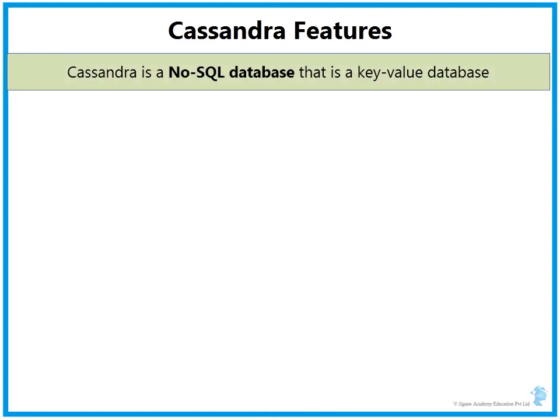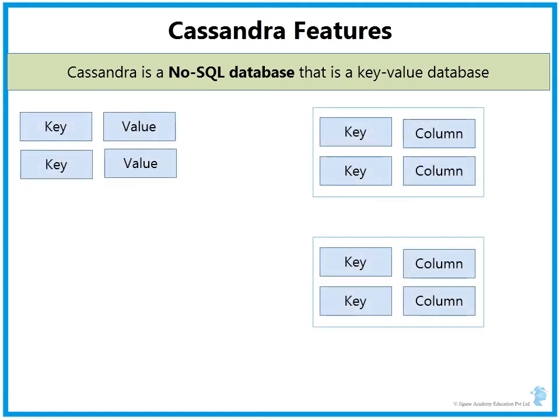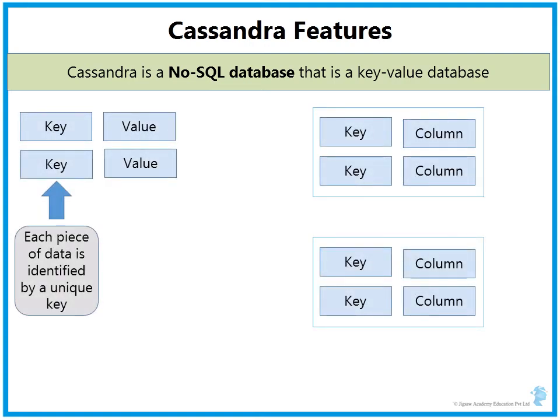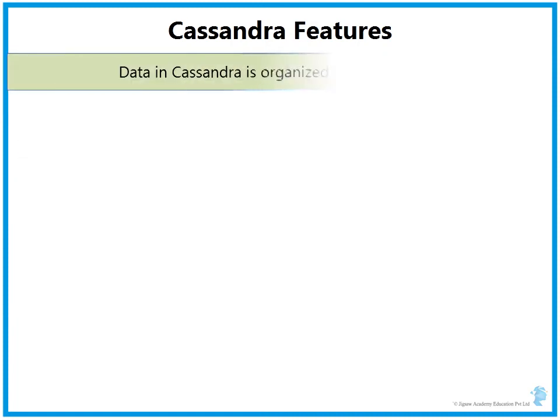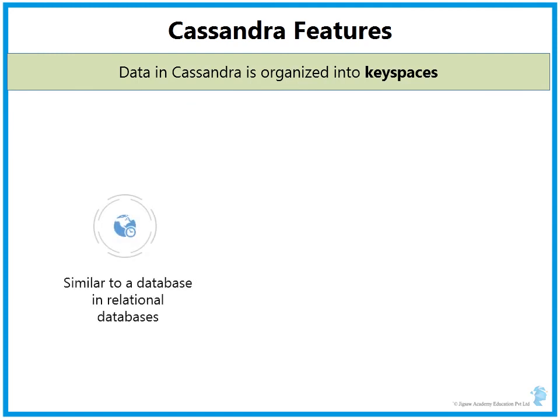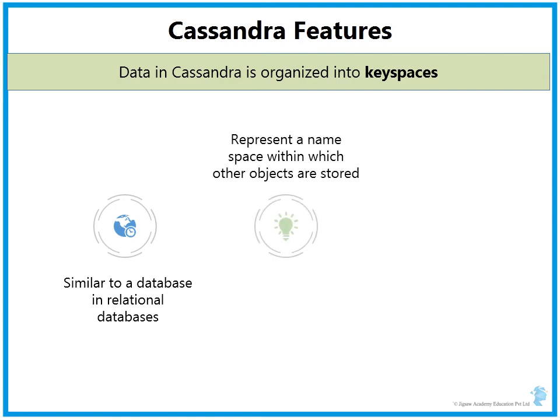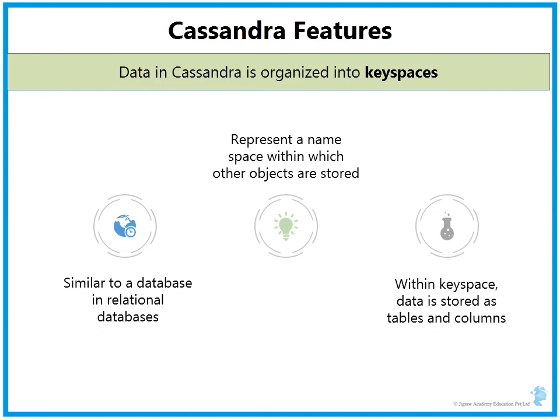Cassandra is a NoSQL database, that is, a key-value database. That means each piece of data is identified by a unique key, and you can fetch the values based on the key. Data in Cassandra is organized into key spaces. Key spaces are similar to a database in relational databases. They represent a namespace within which other objects are stored. Within key space, data is stored as tables and columns.